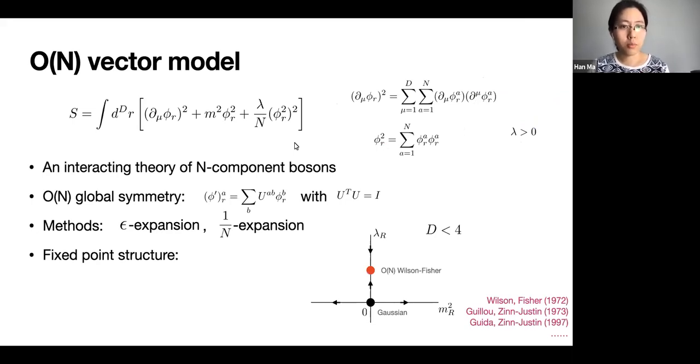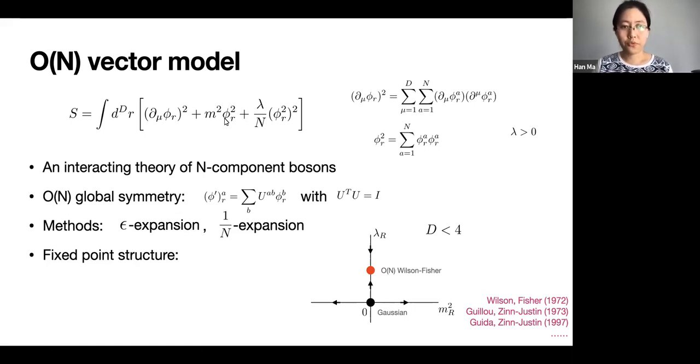Okay, so in this talk, I'm gonna focus on the O(N) vector model, which is the simplest model for interacting N-component bosons. We use the Euclidean space-time, and in the continuum limit, the field theory of this model is written like this. It has three terms: the derivative term, mass term, and quartic interaction term. And here, phi is the N-component boson vector at a space-time coordinate r. And each term respects the O(N) global symmetry.